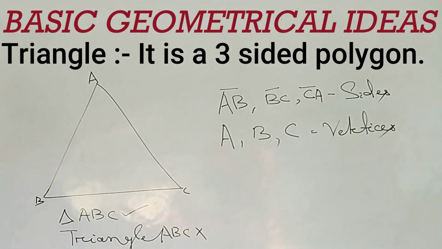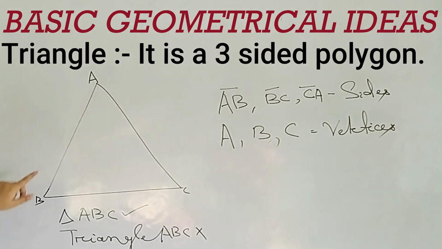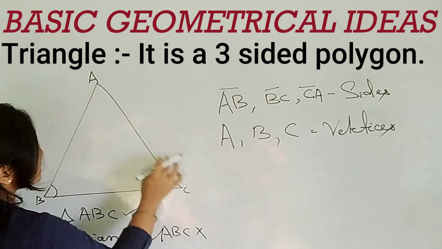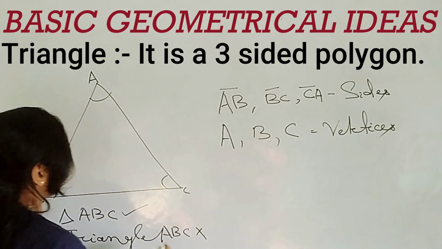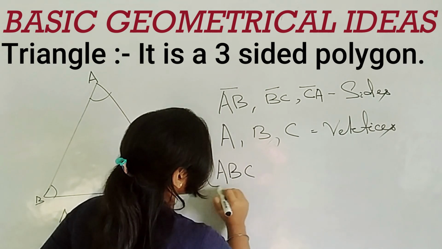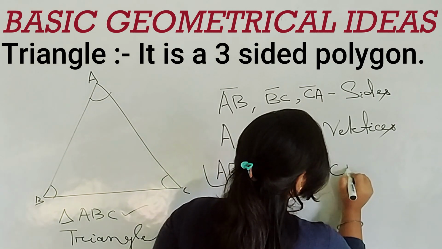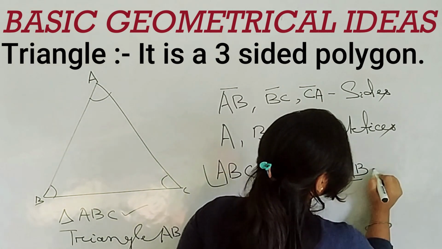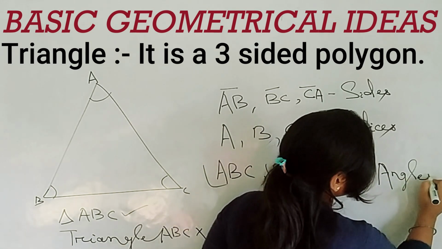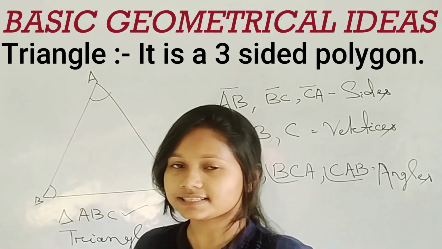And there are also three angles in this triangle. They are ABC and BCA and CAB. Right? Then our angles are ABC and BCA and CAB. Right? Our three angles are these. Now we will know the position of this triangle.